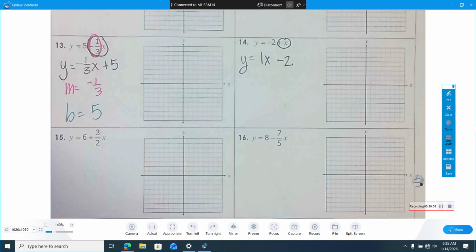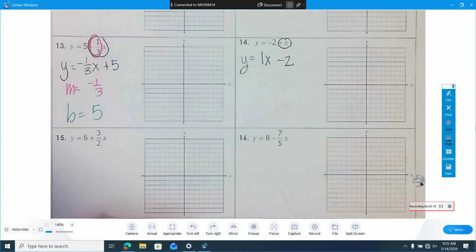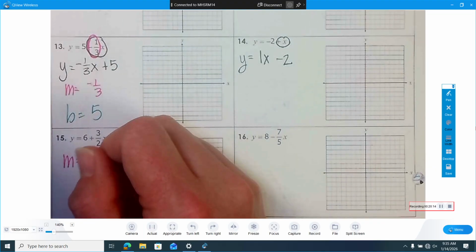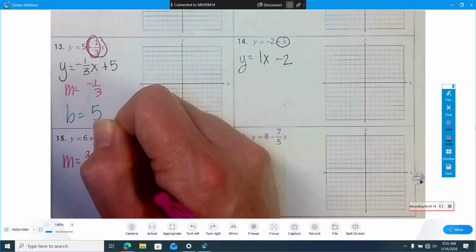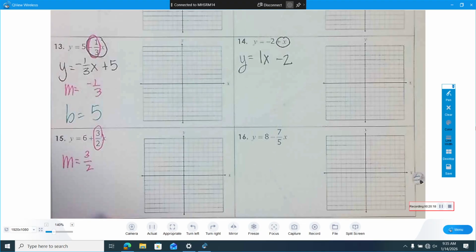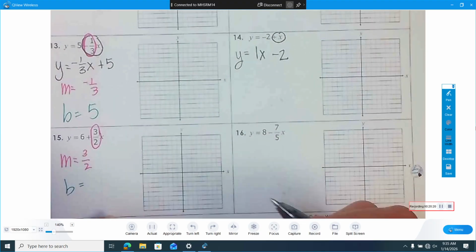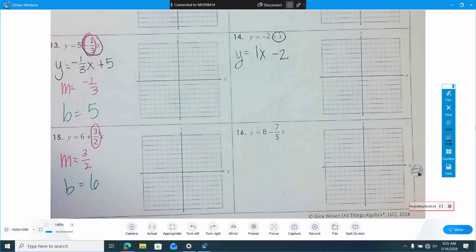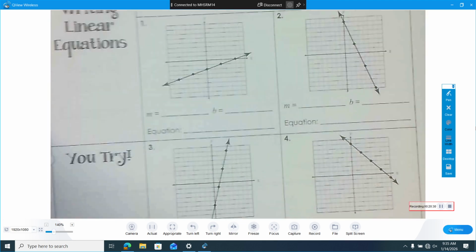So on number 15, what's the m? Yeah, the m is 3/2. M is the number in front of x. And so what's the b? 6, absolutely. Do you have questions for me so far? No? Okay, turn page.